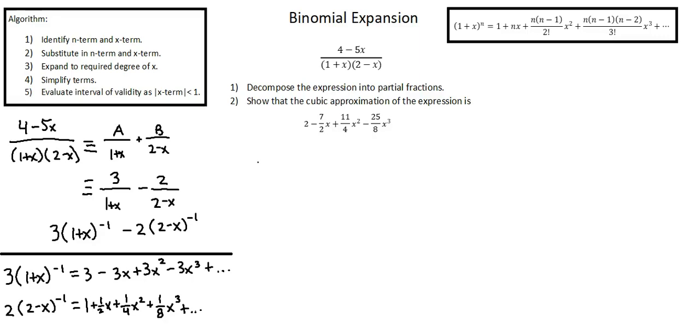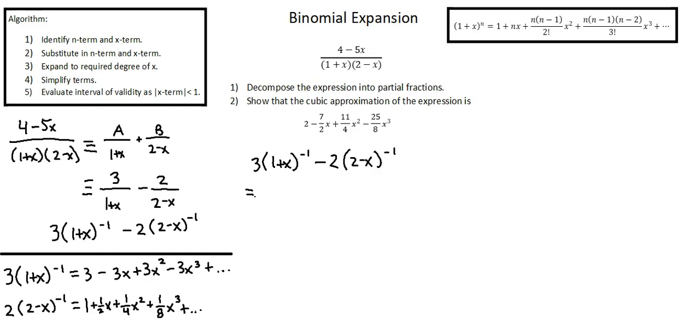Welcome back. We're continuing with example 4 of binomial expansion. We've expanded both of our binomial terms. Now we want to subtract to arrive at our combined expression. We want to calculate 3 times (1 plus x) to the power of negative 1, minus 2 times (2 minus x) to the power of negative 1.